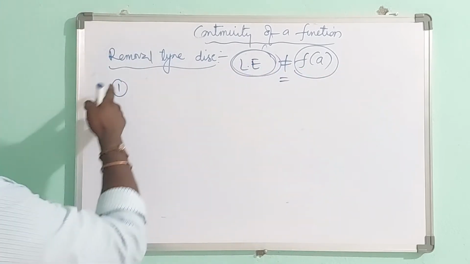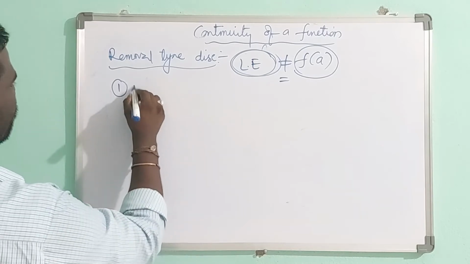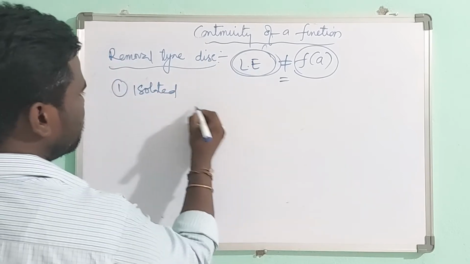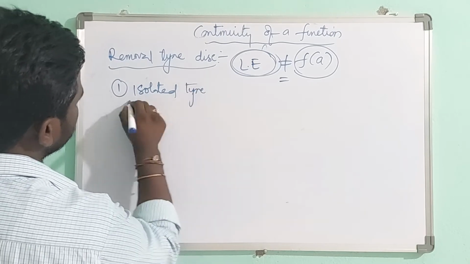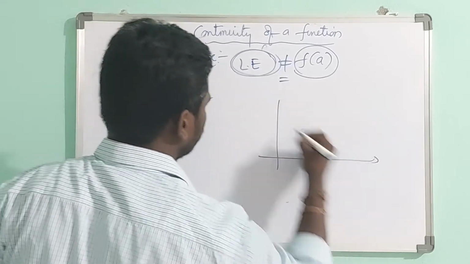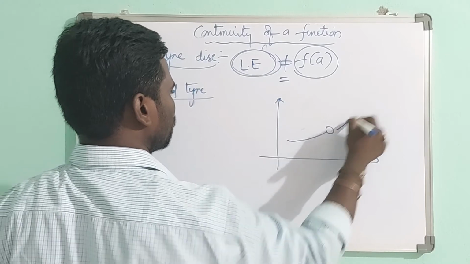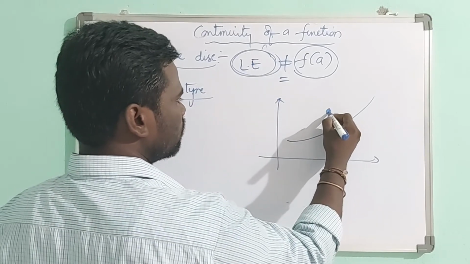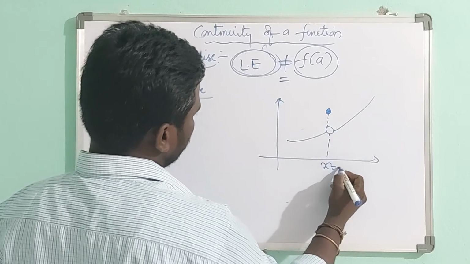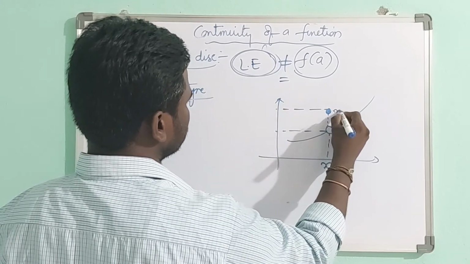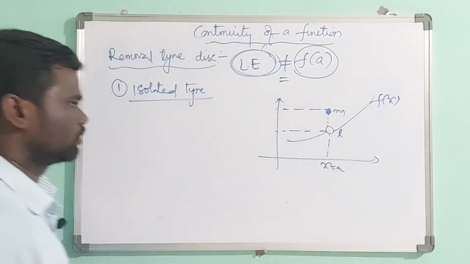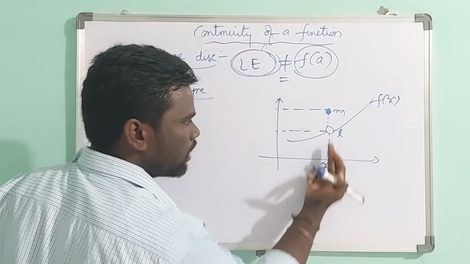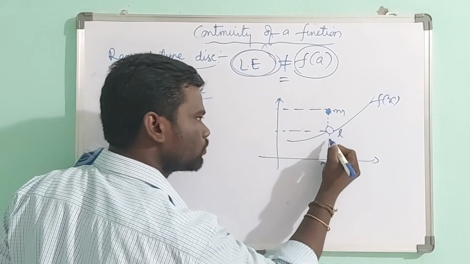Now check what is happened here. What is the first type? That is isolated. So what is the meaning of isolated? See, isolated type discontinuity, the first one is, now check the graph. So this is also nothing but a hole at x equal to a. So as earlier, we discussed about this graph also. See, isolated. So value of the function isolates from here to here, so moves from L to M.